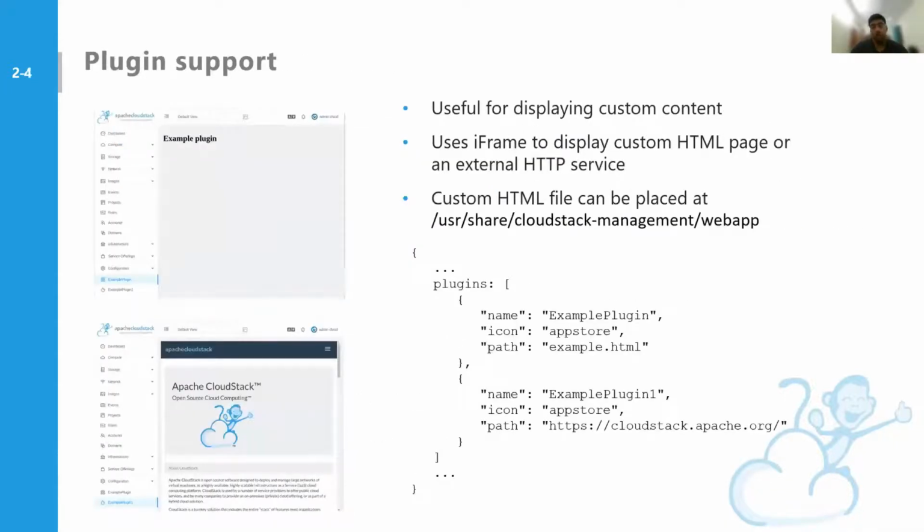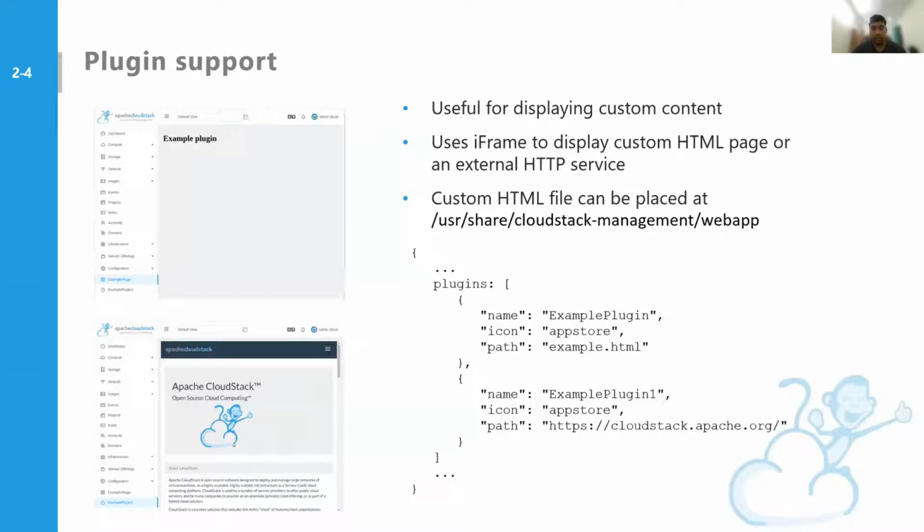Moving on, the UI, as was the case with the legacy UI, also supports plugins. So operators can add their custom HTML pages or their custom services as a tab on the UI navigation, and they will be shown in an iframe in the main content of the interface.